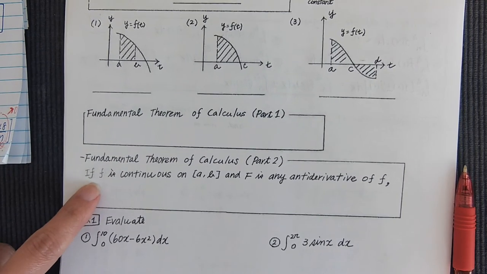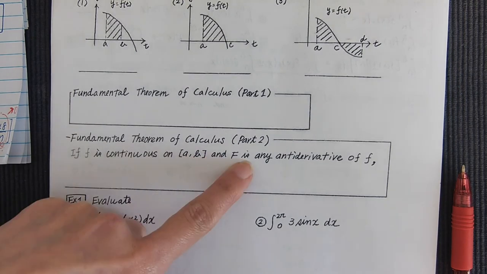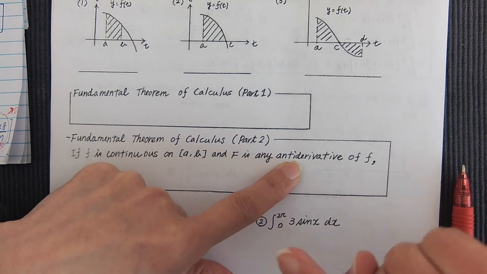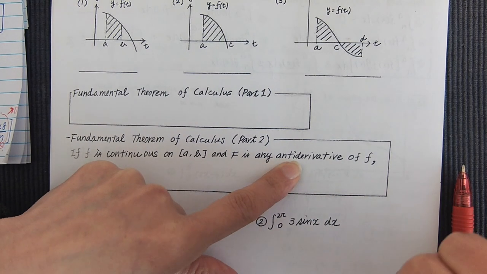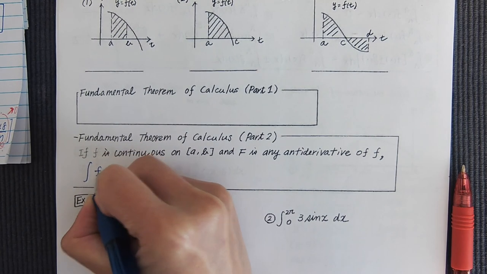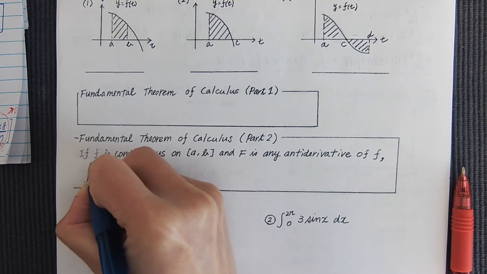Okay, this one. f is continuous from a to b. The big F is an antiderivative, which is from the exam you guys took. We know how to find the antiderivative, right? So let's say you have the integral of f of x dx from a to b.